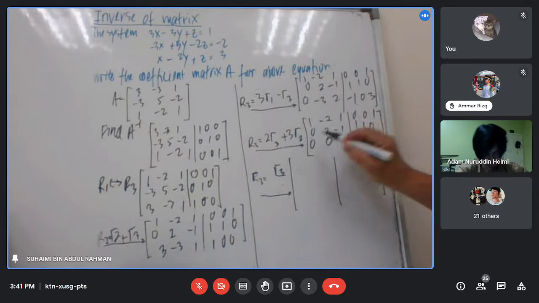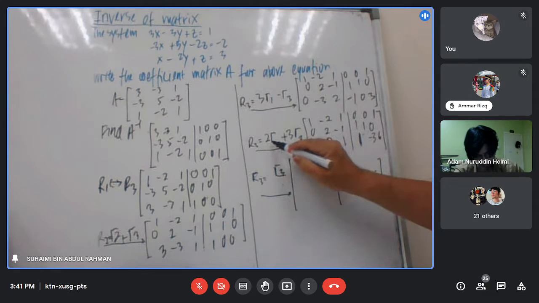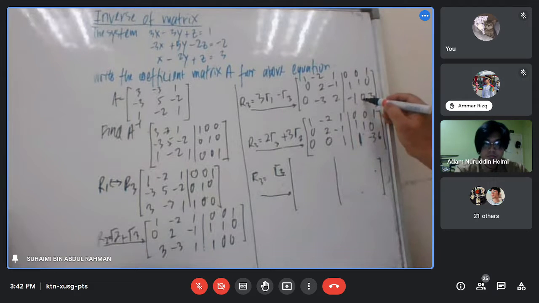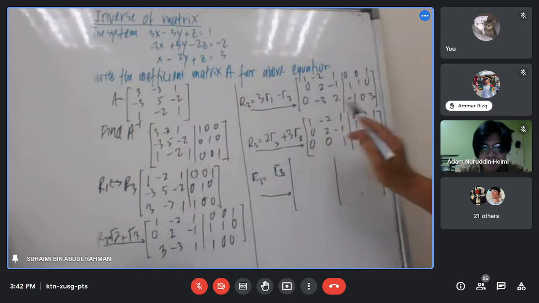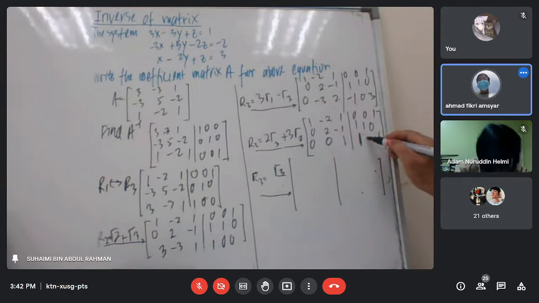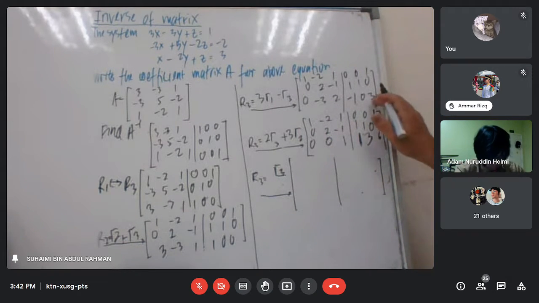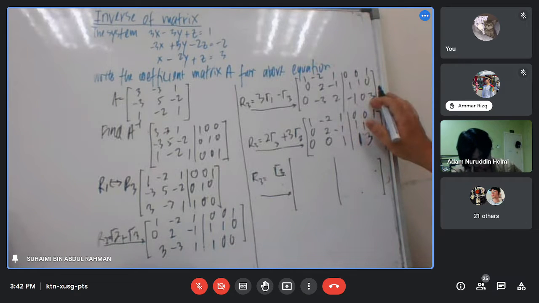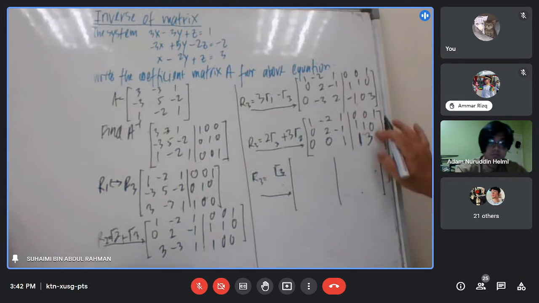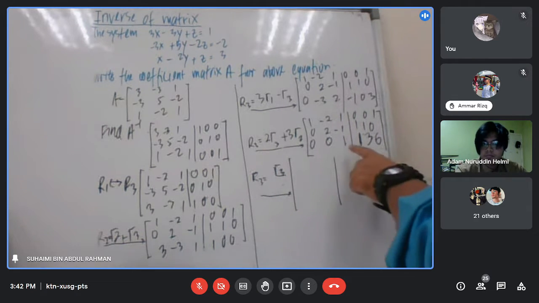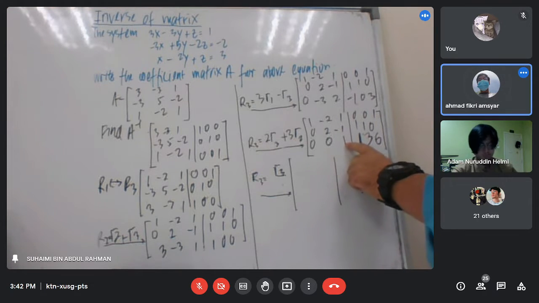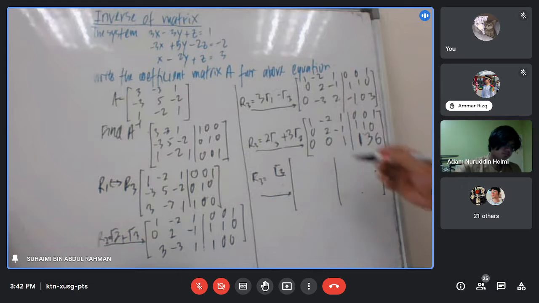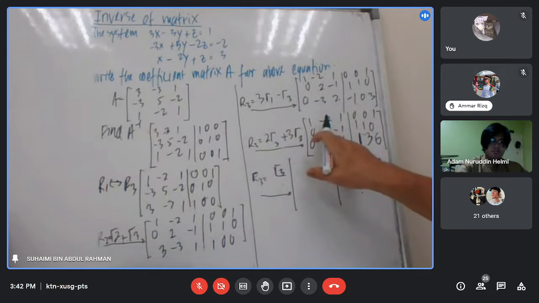So here, row number 2, row 3, 0 plus, so plus 3 here. 2 times 3, 6, so plus 6 here. Yes, it's already positive. We already have 1 here. So no need to make 1 here.